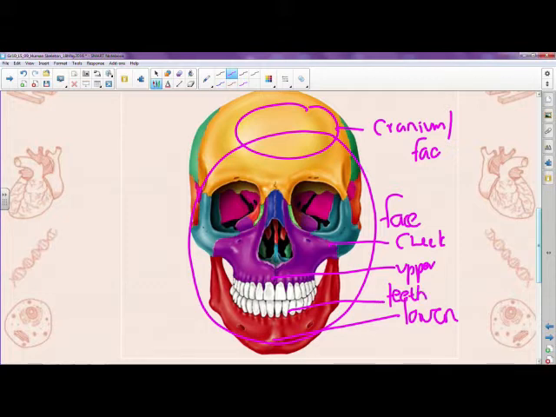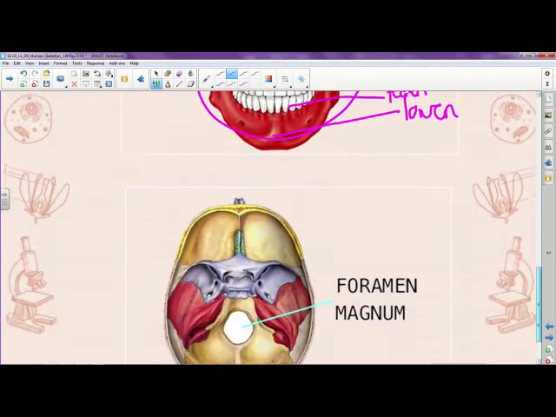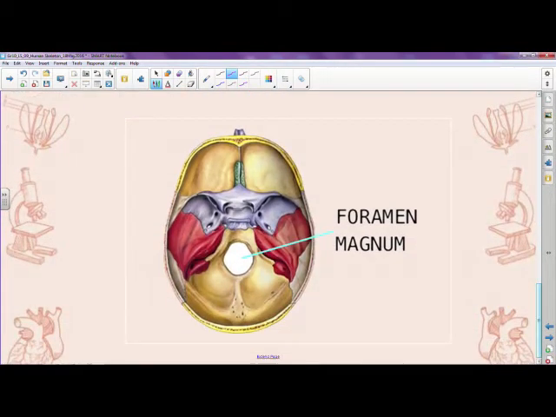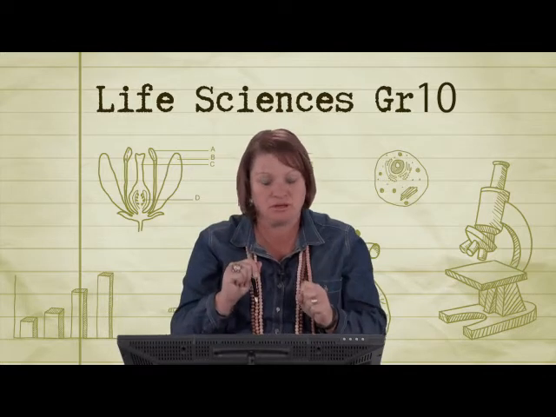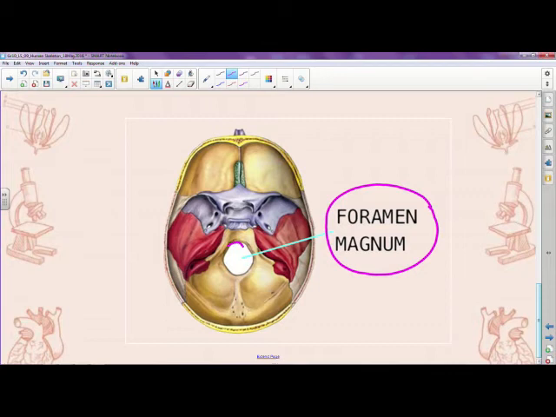Now, something you need to remember, and I know you're going to forget, is at the bottom of the skull. This is a very important word, because when you get to grade 12, you're going to need to understand this concept of a foramen magnum. At the bottom of the skull, what leads out here is going to be the spinal cord. It's actually at the part of the brain, the medulla oblongata, and it leads out of this hole and goes down to become your spinal cord.